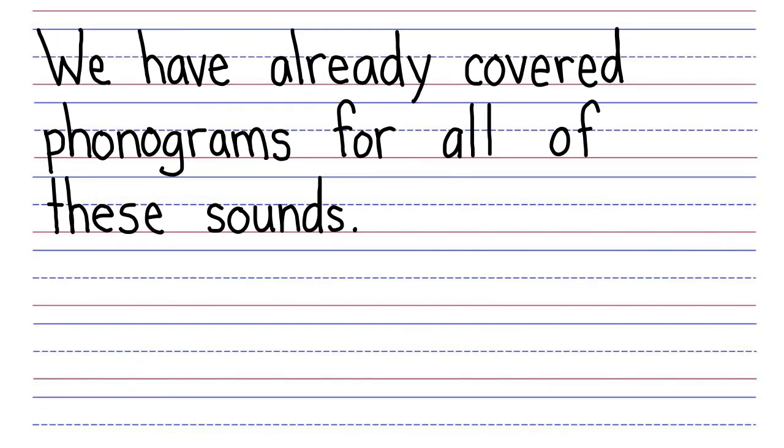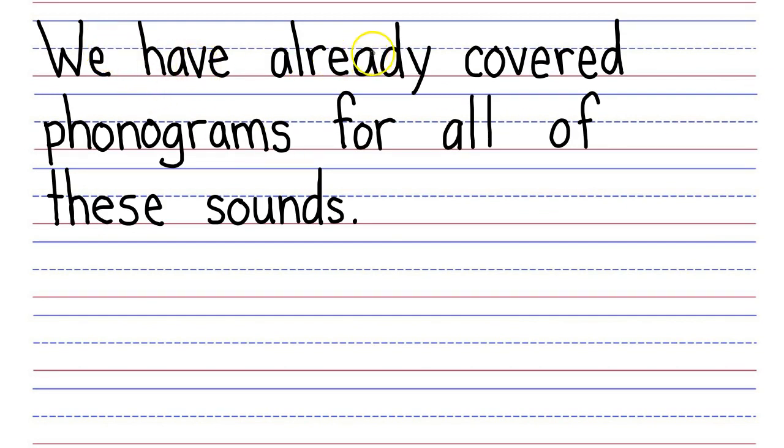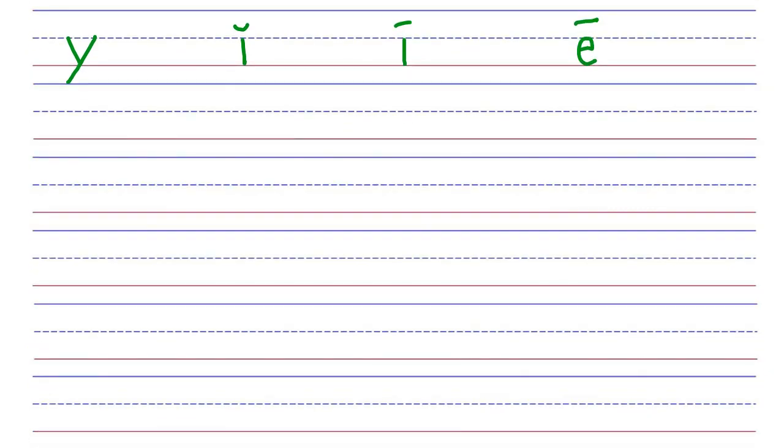And perhaps you have noticed that we have already covered phonograms for all of these sounds. So let's write out these sounds. We have the consonant Y, Y, the short I, the long I, and the long E. Let's look at different ways we have of spelling these sounds.